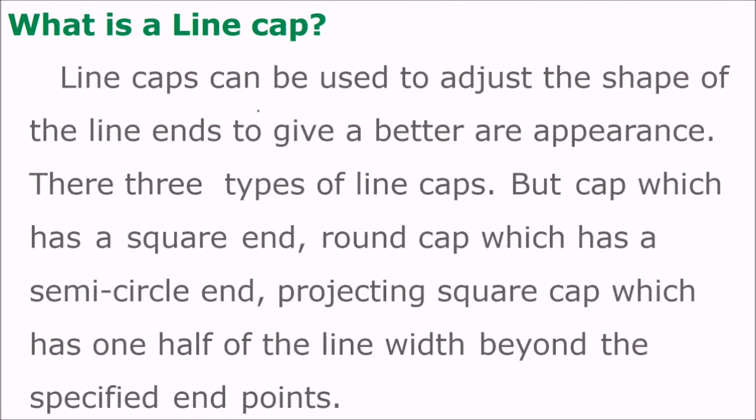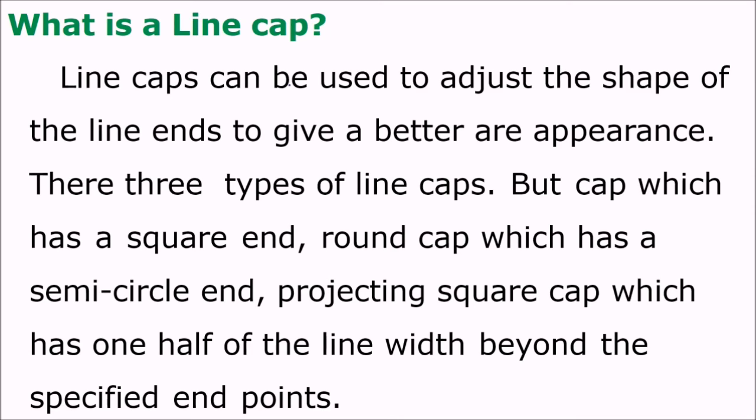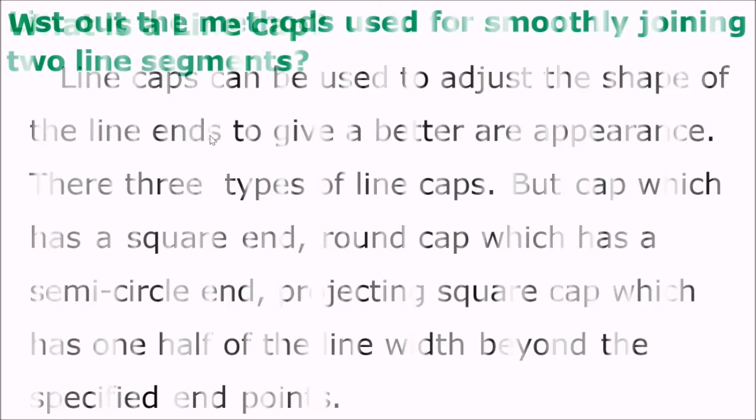What is a line cap? A line cap can be used to adjust the shape of the line ends to give them a better appearance. There are three types of line caps. The butt cap has a square end like this, the round cap has a semicircle end like this, and the projecting square cap has one half of the line width beyond the specified endpoints.